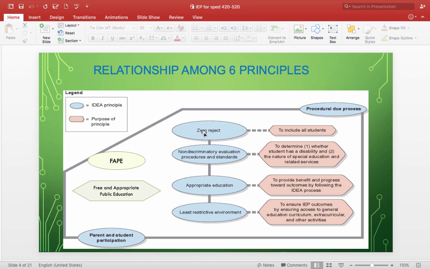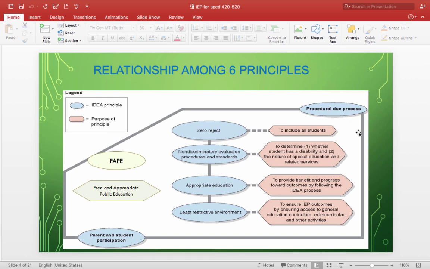Okay, so we have zero reject, FAPE, which I should have probably put in blue here, okay? Non-discriminatory evaluation procedures and standards. Well, FAPE is kind of right here, appropriate education, so it is in blue. Least restrictive environment, parent and student participation, and procedural due process. Okay, so these are all of our principles right here.